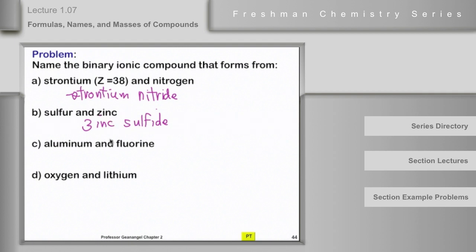Not too bad, huh? What about aluminum and fluorine? Remember we talked about aluminum being the metal, right? Aluminum is a metal. Now fluorine is one of the halogens, which occupy group 7A over on the right side of the periodic table, so it's a nonmetal. So we're going to take the stem name, fluor, and IDE to make its name.